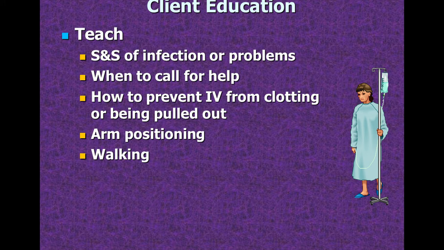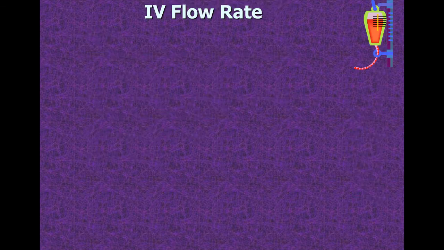Patient education should consist of signs and symptoms of infection or problems, when to call for help, how to prevent the IV from clotting or being pulled out, and this includes arm positioning if appropriate, and how to handle the IV when walking to prevent complications.